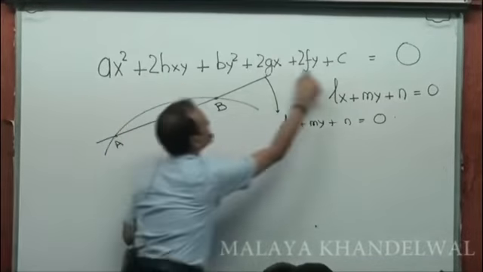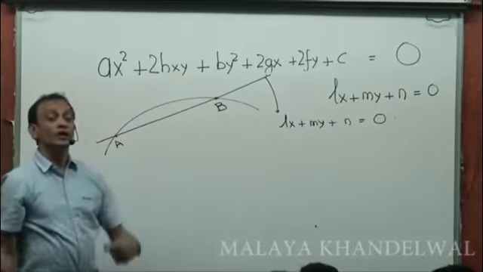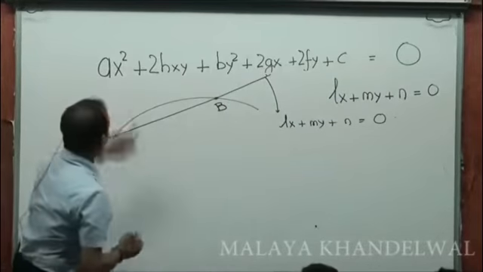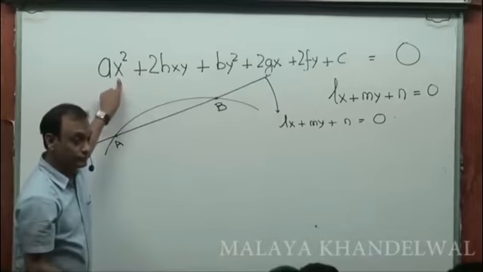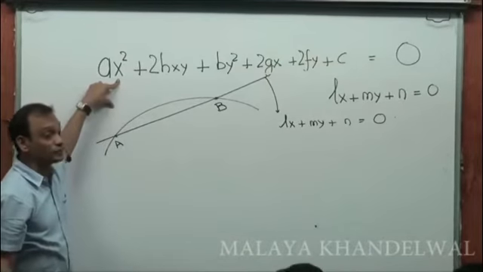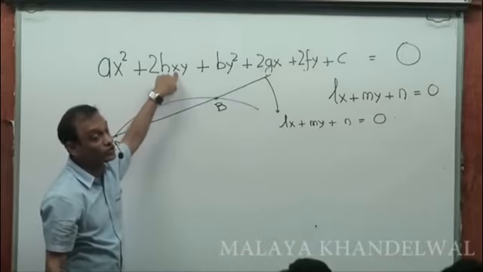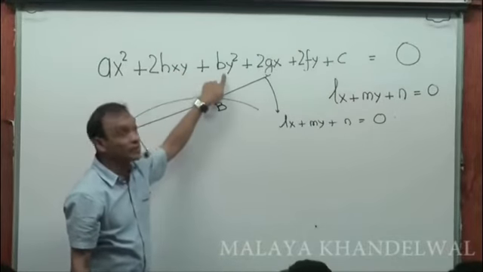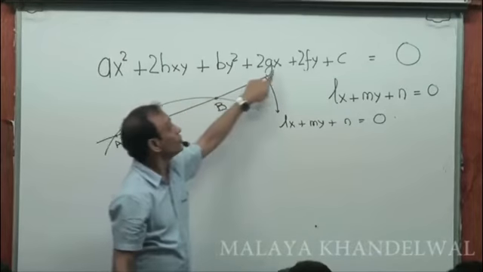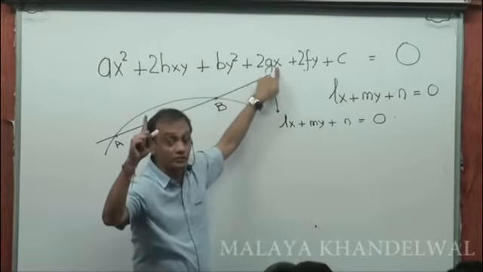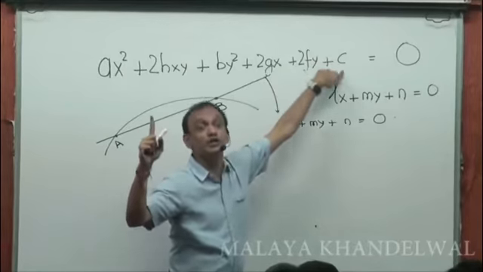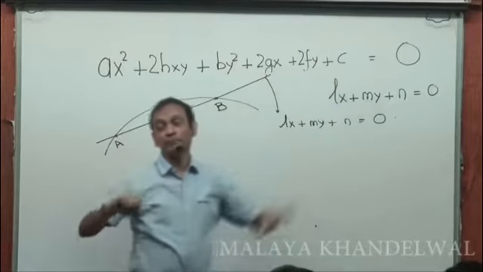This is a second degree expression. I will carry out an operation. Do you realize this is a second degree term? Because the sum of the powers of x and y add up to 2. This is also a second degree term. Why? Because the sum of the powers of x and y add up to 2. This is a degree 1 term. This is a degree 1 term. This is a degree 0 term. Right?